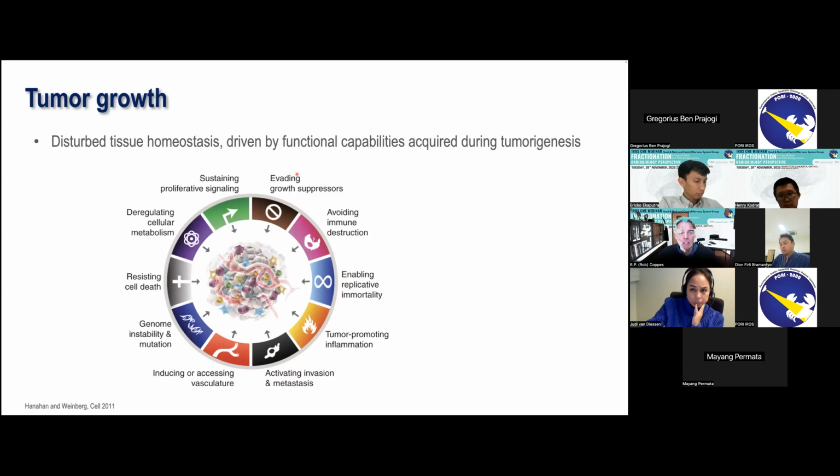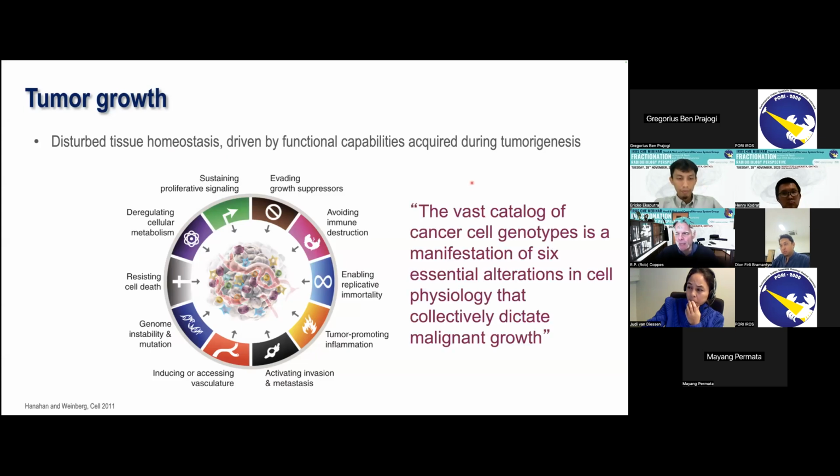which you probably all know, is that cells have to have a lot of characteristics to make it into a tumor, and these are all these characteristics you have. But it's very important that you realize that actually disturbed tissue homeostasis also drives the functional capacities of acquired tumorigenesis, right? So what you actually need to create a tumor is a catalog of 6 cancer cell genotypes that are essential to eventually create a tumor, right?